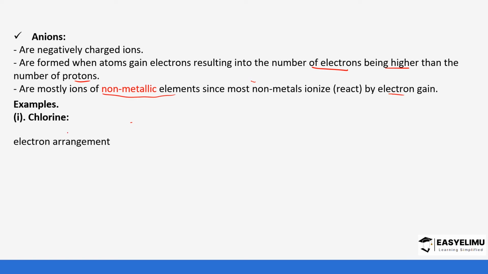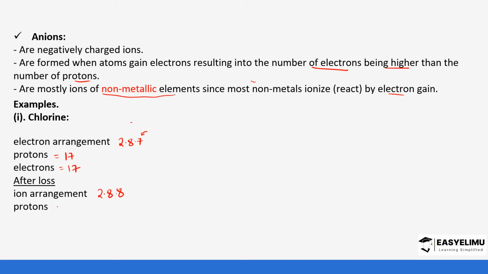So when you look at chlorine, the electronic configuration will be 2.8.7. It has 17 protons and it has 17 electrons. This is in the neutral state. So it reacts by gaining. You can see it has 7 electrons in the outermost shell. So for it to add up to 8, it is easier to gain 1 electron than it is to lose 7 electrons. So the ion arrangement becomes 2.8.8 because it had gained an extra electron.